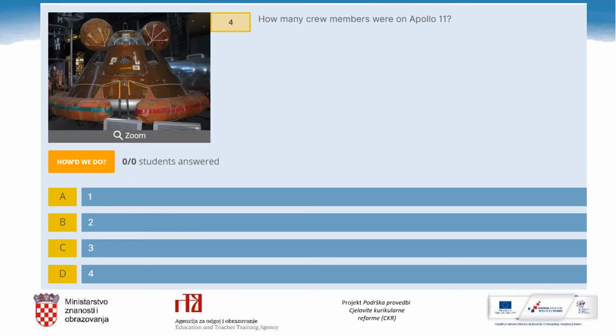This is the fourth question. How many crew members were on Apollo 11? A. 1. B. 2. C. 3. Or D. 4. The correct answer is C. 3.